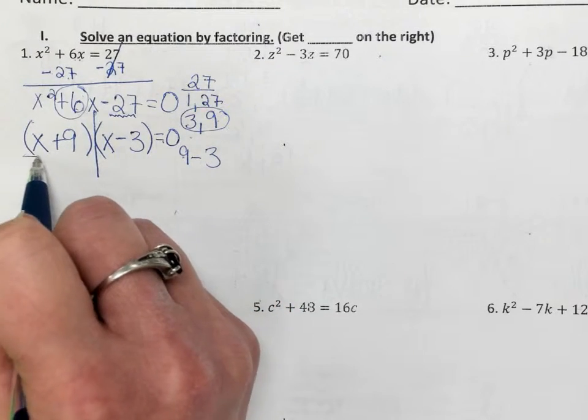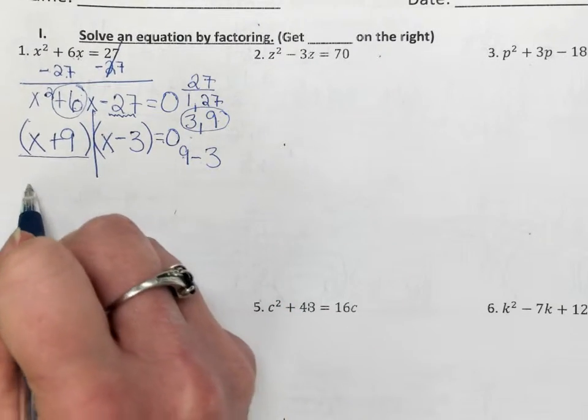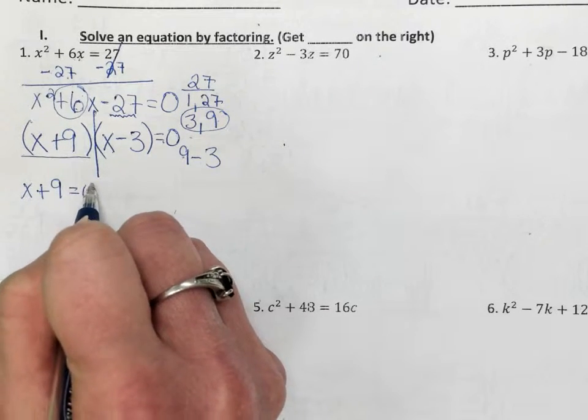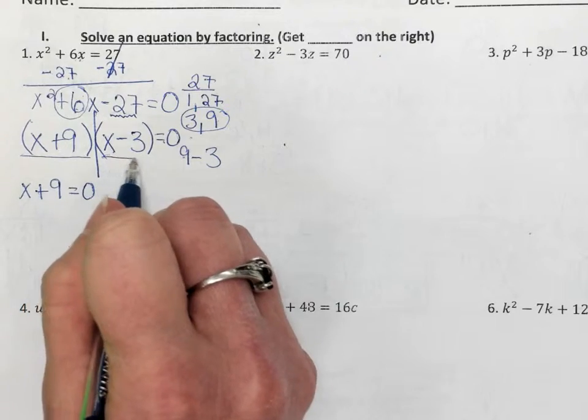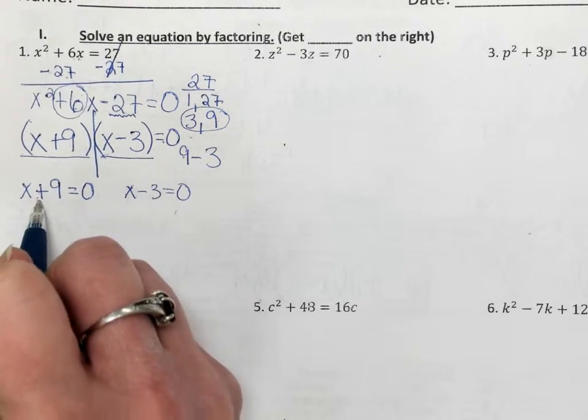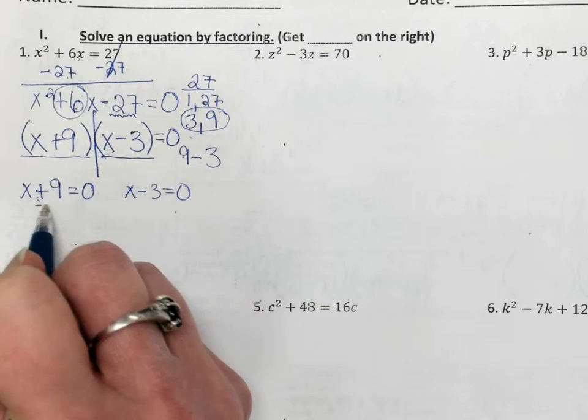Okay, so what's the first piece? x plus 9 equals 0. And then, what's the second piece? x minus 3 equals 0. Okay, what do I do? Subtract. Uh-huh.